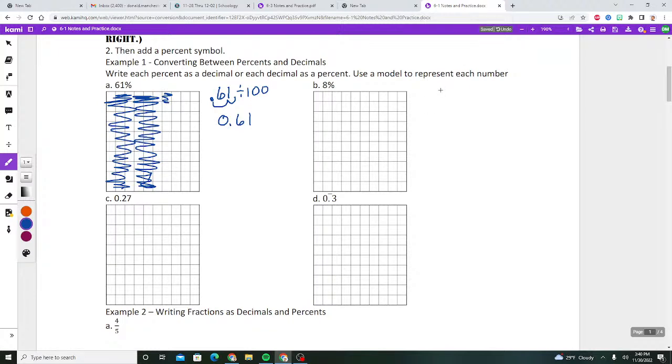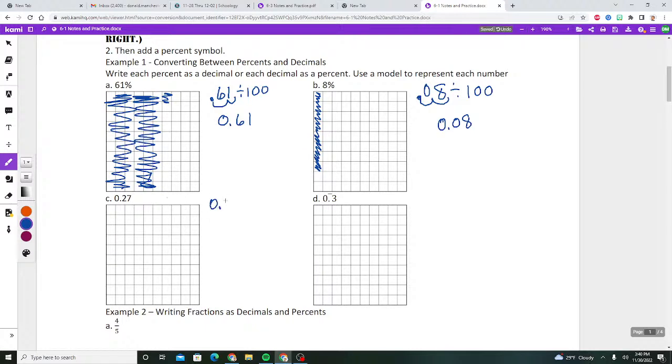So over here, 8%. We're going to drop the percent sign, divide by 100, and move the decimal point over 1, 2 spots. Now, there's an empty spot here, so we fill it with a 0. So this is 0.08. And 8% means we shade in 8 blocks.